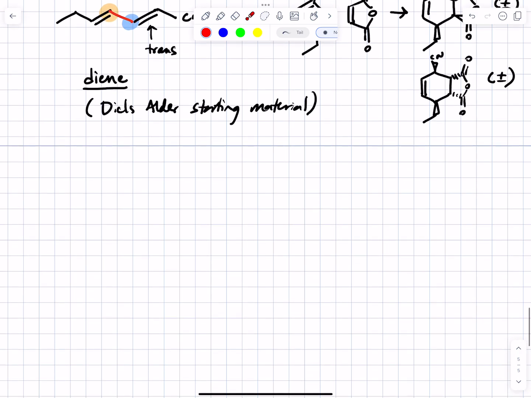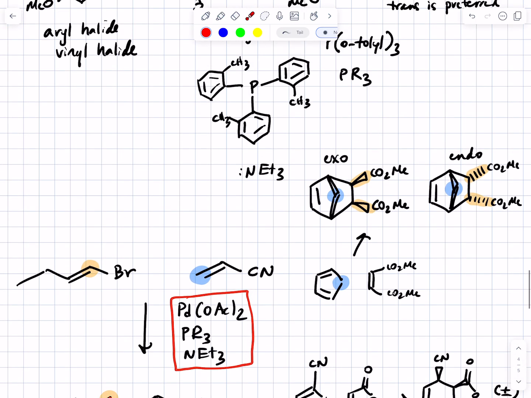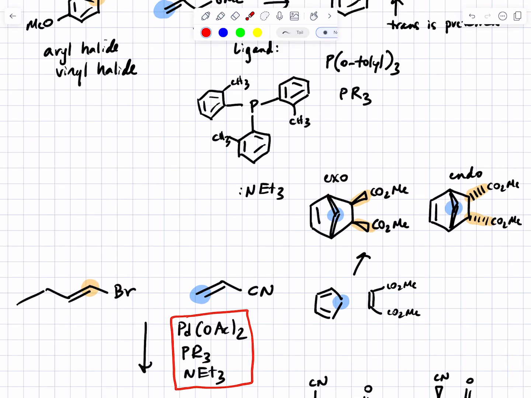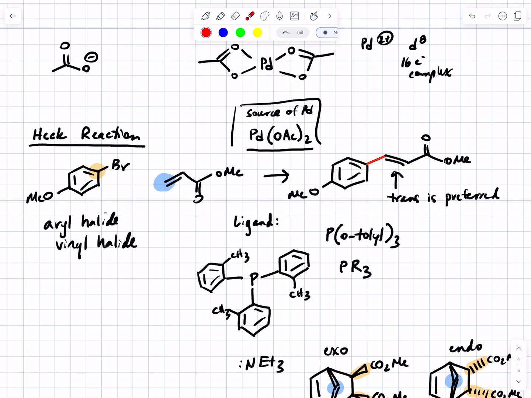Okay, well, one last thing you don't want to know, but I'm paid to tell you, so what are you going to do? And that is the mechanism of the Heck reaction. So it involves oxidative addition and reductive elimination, but it also involves some new steps that are kind of weird. And I just want you to be able to recognize the oxidative addition and reductive elimination steps.